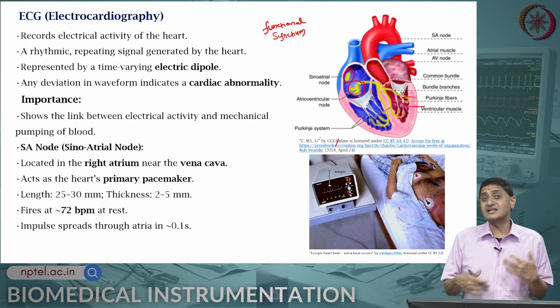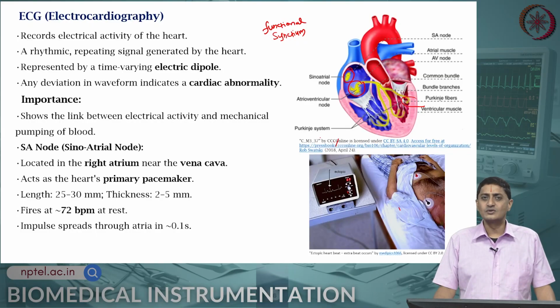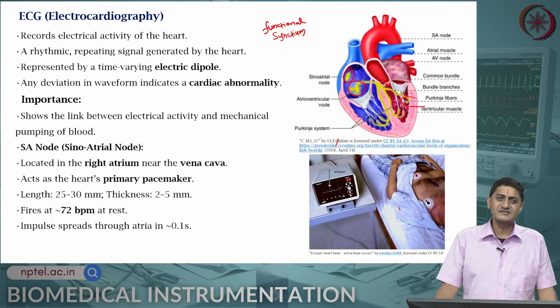Also, if you are doing some physical activity, the heart rate will be high, and so on and so forth. So, there are multiple things that determine how fast or slow the heart will beat. This is essentially a rhythmic repeating signal that is generated by the heart or the electrical system of the heart.